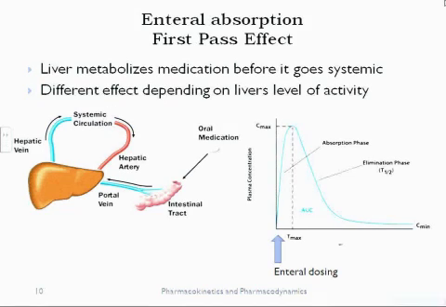The first pass effect decreases bioavailability tremendously, because the liver metabolizes many medications before they get systemic. So anything that you give orally goes through the intestinal tract, gets absorbed into the portal vein, and is broken down by the liver before it even reaches the systemic circulation. It really depends on different levels of liver activity. That's one of the real problems with bioavailability: you have to take the population you're dealing with and understand what they do.